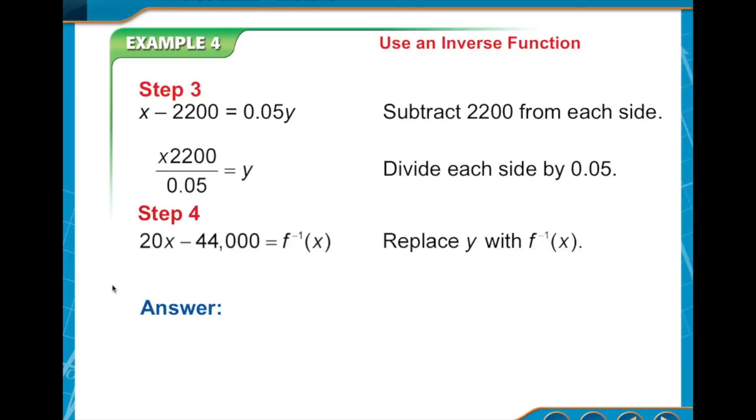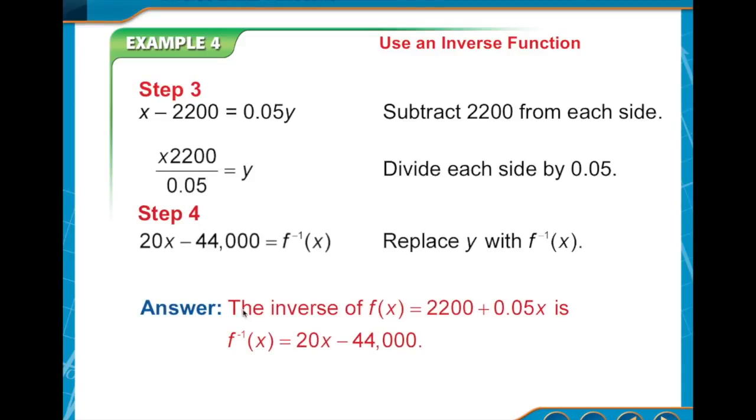Well, we get 20x, because dividing by 0.05 is the same as multiplying by 20. So you get 20x minus this really big number, 44,000. And that is our inverse of this expression. So our answer then is going to be the inverse, remember that symbol, f negative 1x, equal to 20x minus that big number, 44,000.